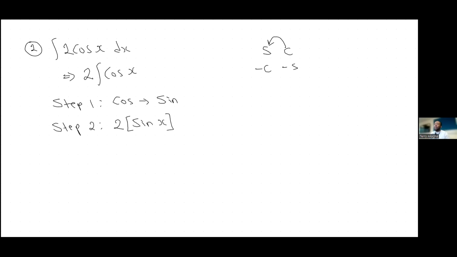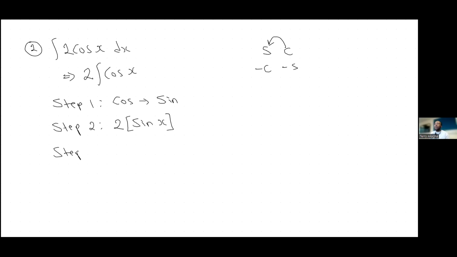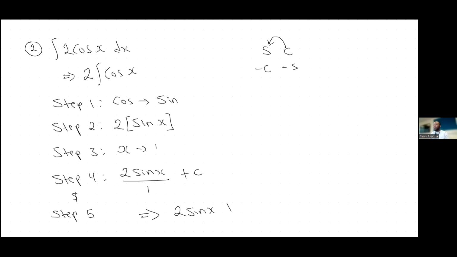Then step 3, we are going to differentiate the variable in the bracket. So what's the variable we have this time? We have x. So if we differentiate x, it's going to give you 1. Then step 4, we divide step 2 by step 3. So it's going to give us 2 sine x divided by 1. And step 5, we then add C to it. So plus c. So you can easily write this as 2 sine x plus c as the answer for that.